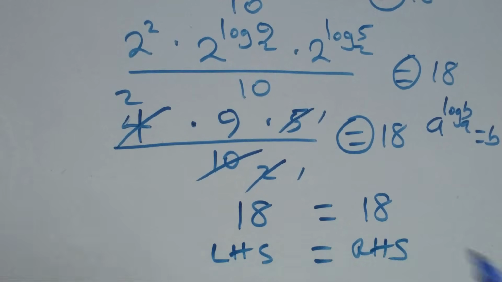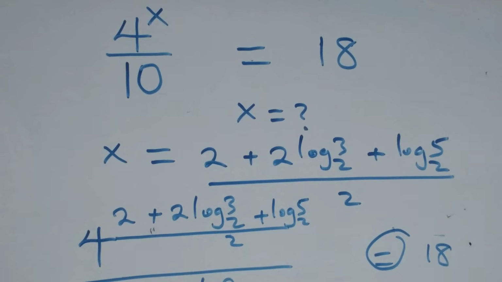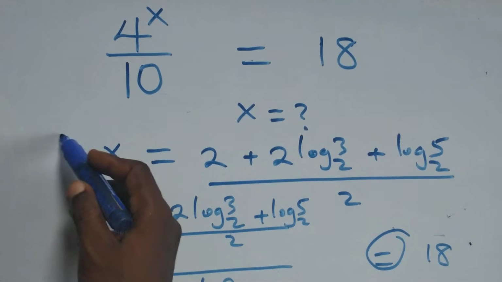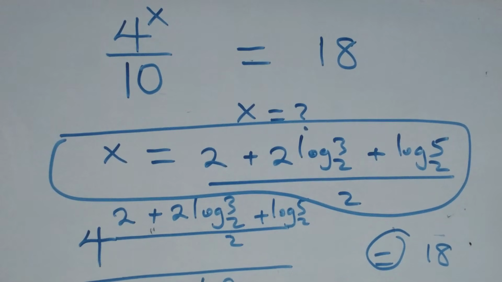And therefore, we conclude that the value of x here, which is 2 plus 2 log 3 base 2 plus log 5 base 2 all over 2, satisfies this given problem.